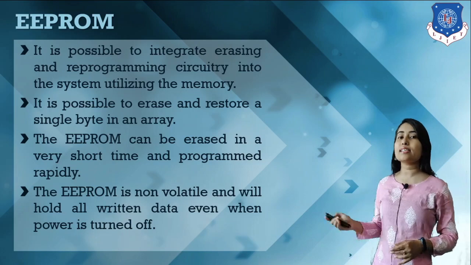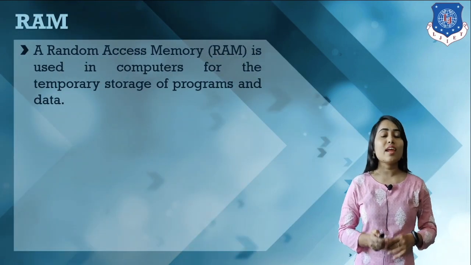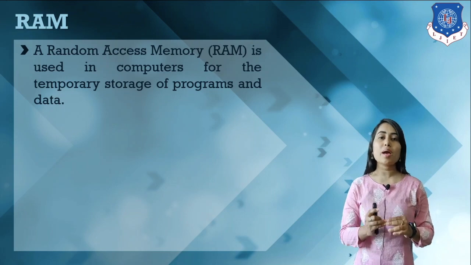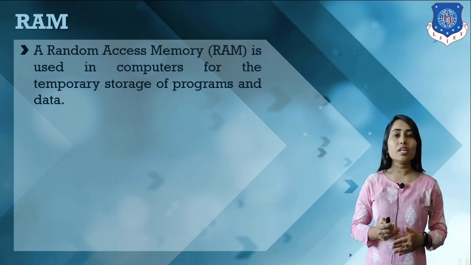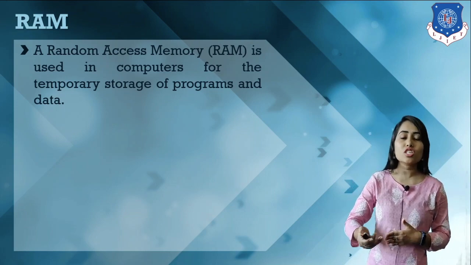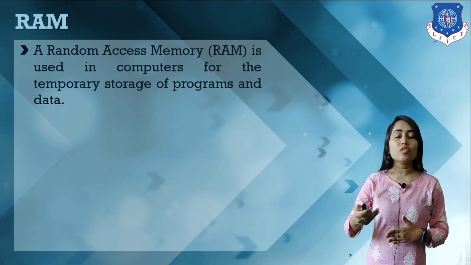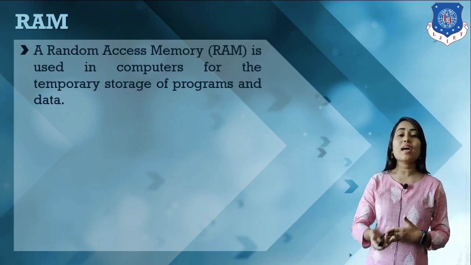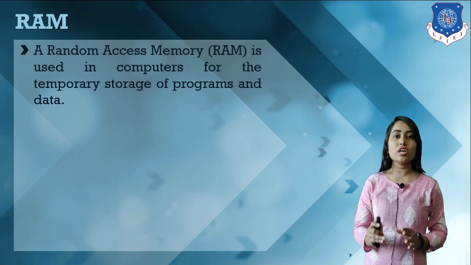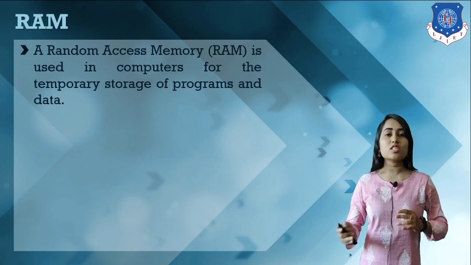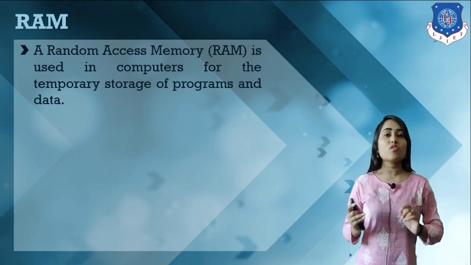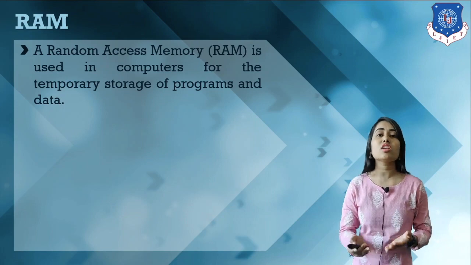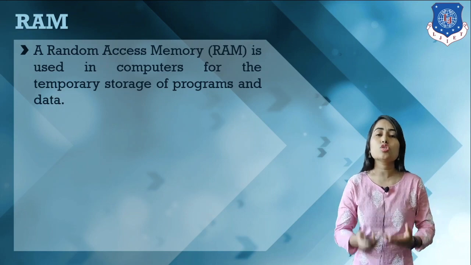Now let's discuss RAM. Our next memory is RAM, that is random access memory. This memory is used to store information, and in this we can both read and write information. So random access memory is basically read and write memory. That means we can retrieve our data or we can store our data.